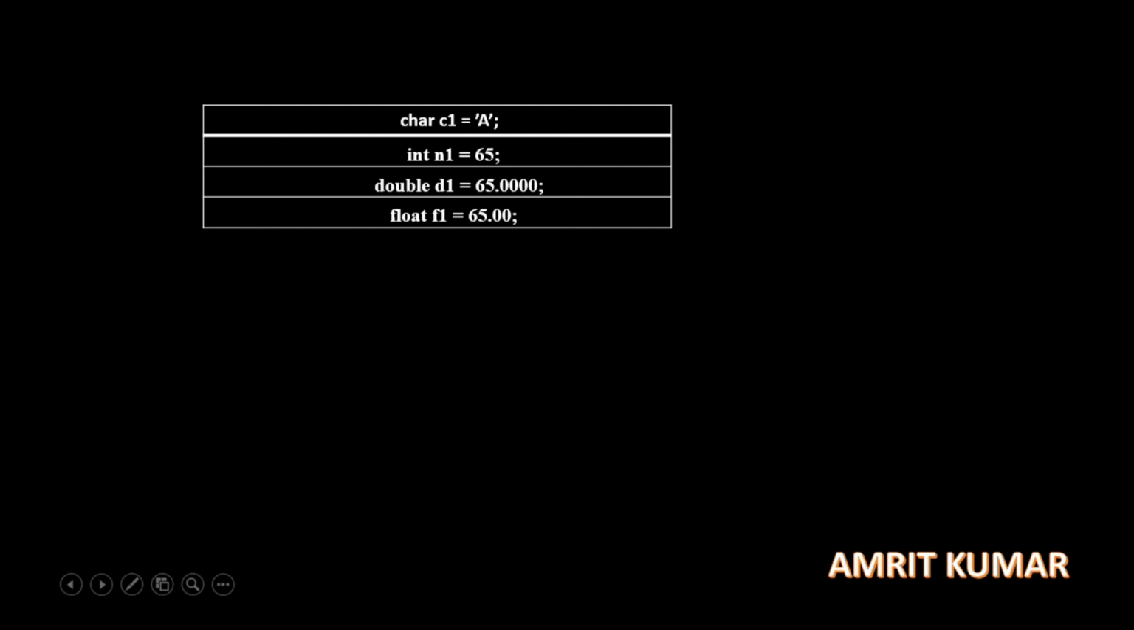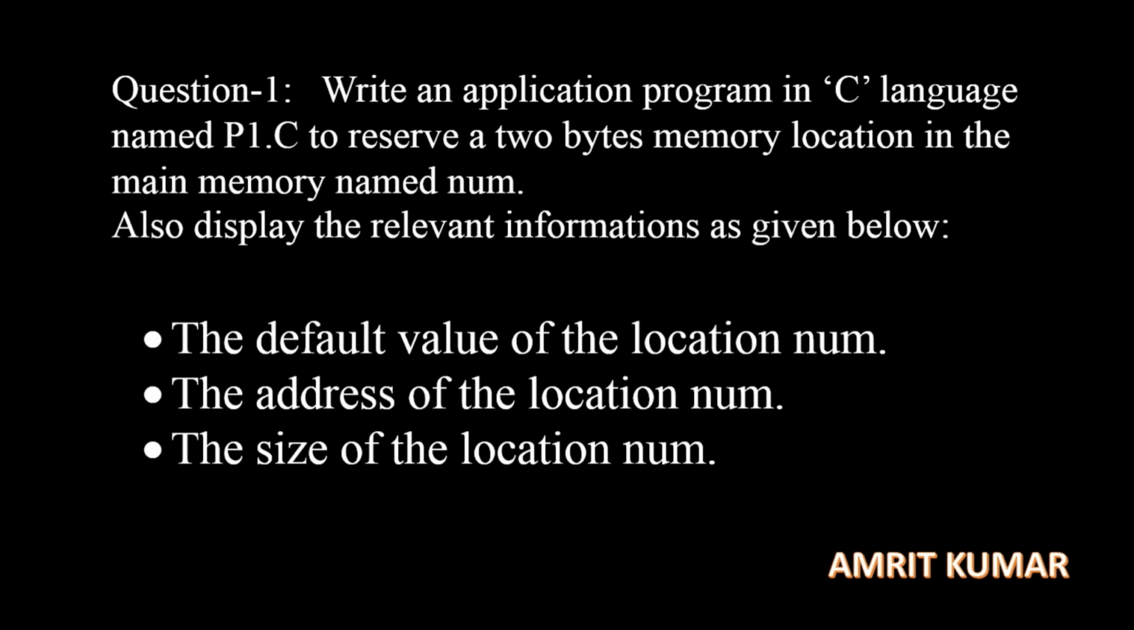So this is how we need to convey all these things. Now I have a question for you: write an application program in C language named P1.C to reserve a 2 byte memory location in the main memory named num. Now how will you perform this, and also display the relevant information as given? What types of information are needed? The default value of the location num, the address of the location num and the size of the location num. So you need to provide all these things.